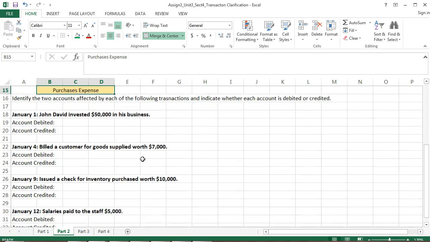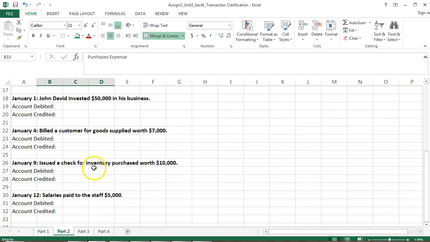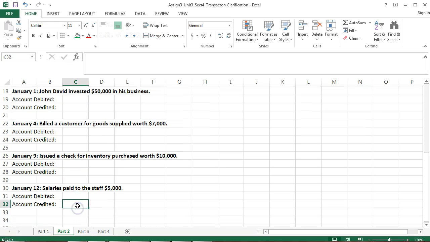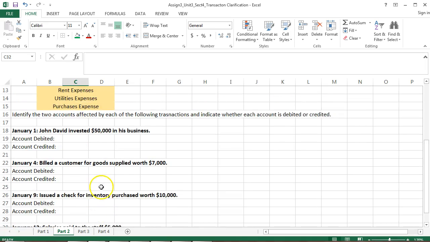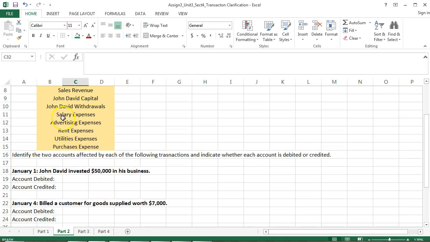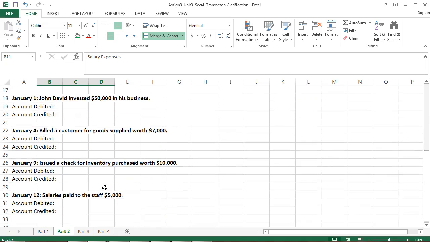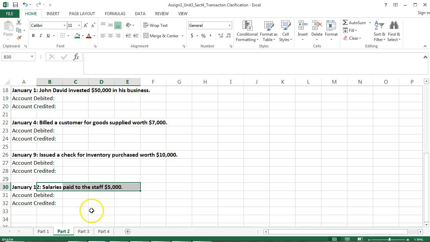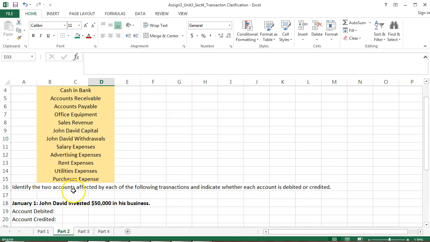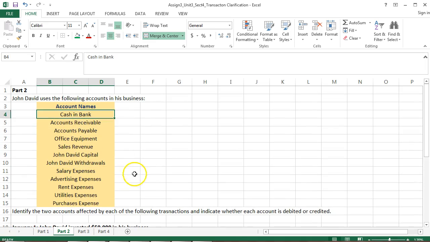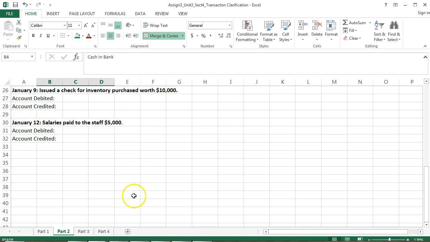So bank and purchase expense for that one, and then you determine which is being debited and credited. Okay, last one, salaries paid to the staff, $5,000. So whenever we are paying salaries, that's always going to be an expense for the business. It's called salary expense. And so we are writing a check for $5,000 to pay off the salaries of our employees. So again, salaries expense, and that check is coming out of our bank.